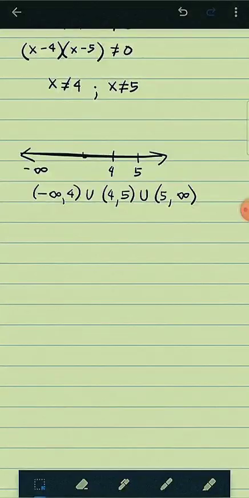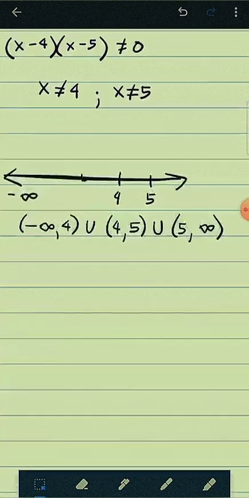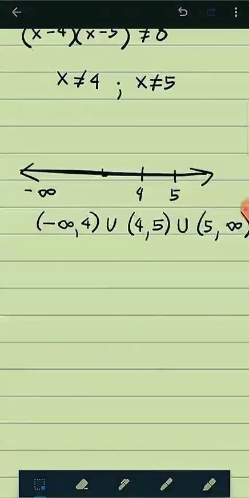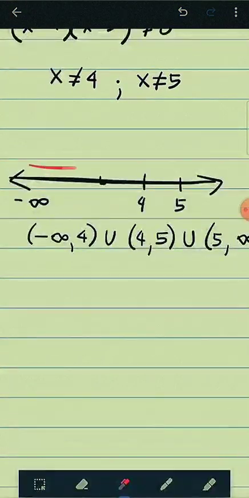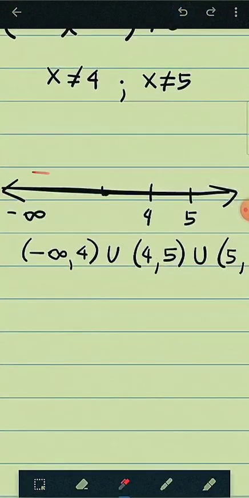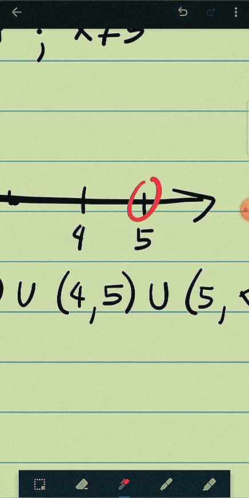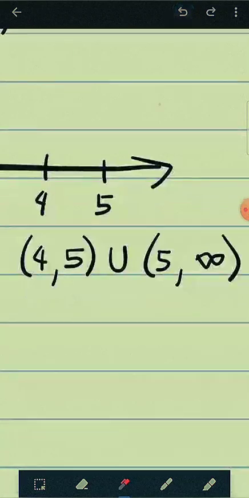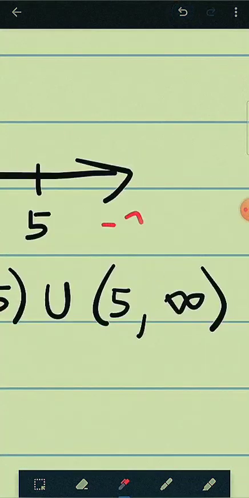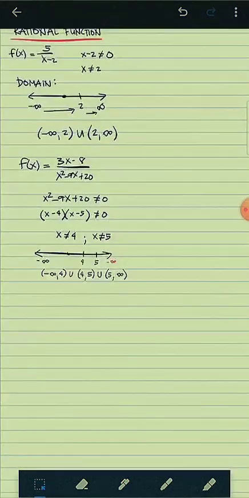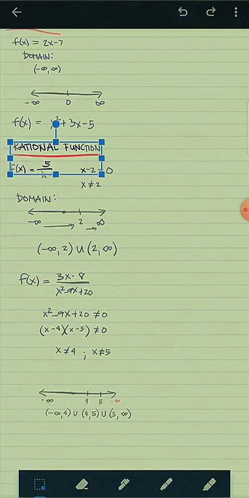Or you can just say all real numbers, except it should not be equal to 4 and not be equal to 5. That's it. So from this region, all real numbers, from negative infinity to 4, but not including 4. And then from 4 to 5, but not including 4 and 5. And then 5 to infinity here. So that's it for the second example under rational function here.